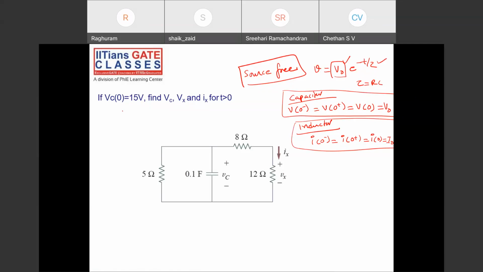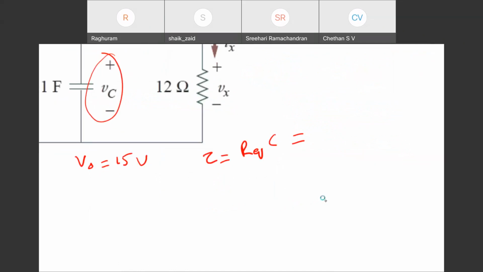If VC of 0 is 15 volts, find VC, Vx and Ix for t greater than 0. Find it. So the first step, V naught is directly given as 15 volts, right? V naught is nothing but the voltage across the capacitor, given as 15 volts. And what else you have to find? Find tau, the time constant. R equivalent into C. Find R equivalent.